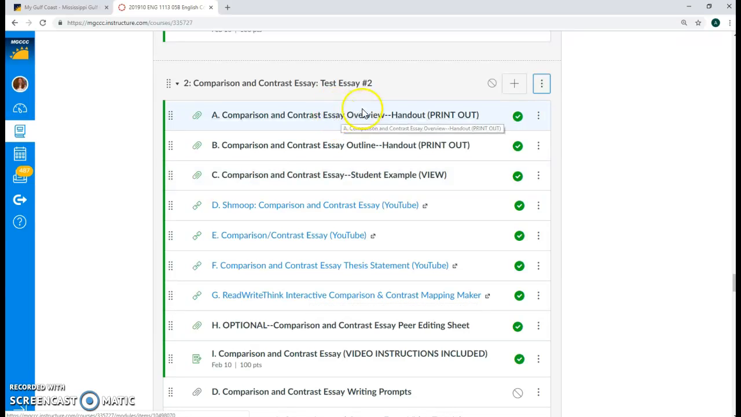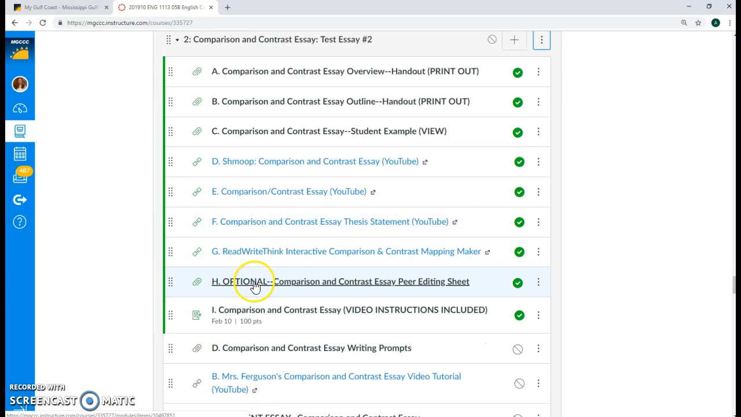Definitely print out my overview of the assignment, because it does overview the topics as well as the structure. Also, you may want to print out the outline to map out your thoughts, or use the online one I mentioned. And also view the student example, because that's my student. He wrote that essay. It gives you a guide of what I'm expecting. Now, I provided other videos for you, but don't feel like you have to watch them, though they'd be beneficial to you. And you also have an optional assignment for this particular essay.